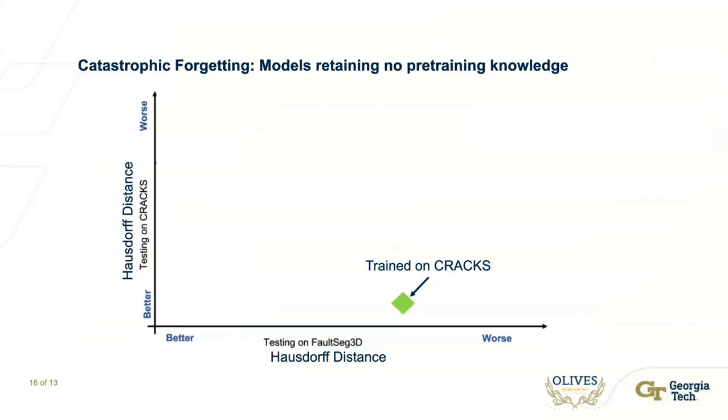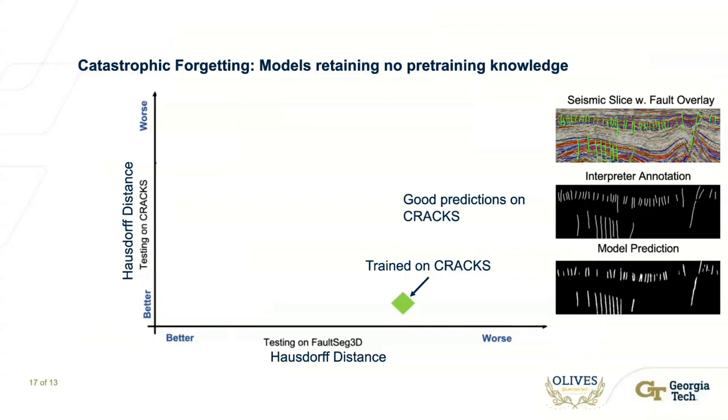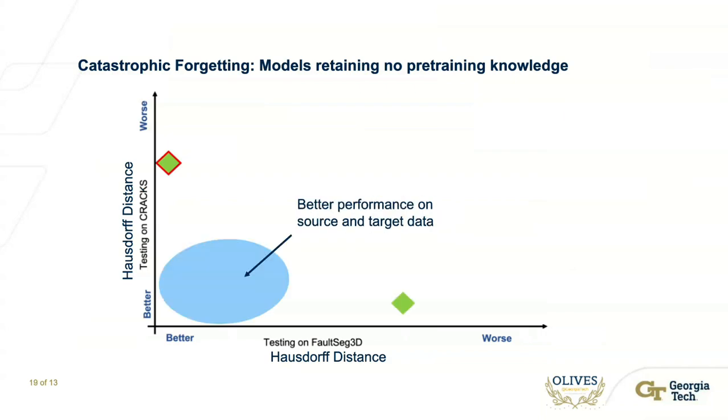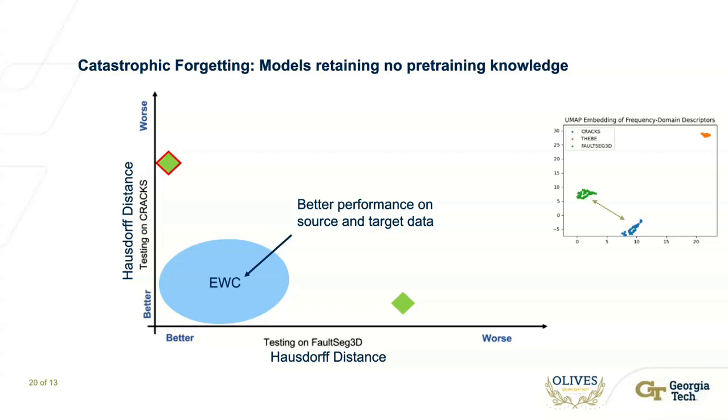Now, one of the prevalent issues we find across our experiments is catastrophic forgetting. For instance, given a model trained on CRACS, it learns to recognize the patterns in this dataset and does well at detecting the faults within it. However, when this model is then fine-tuned on FaultSeg3D, the information from the source domain is lost, and its performance on CRACS degrades. Ideally, we want a model to operate in this blue region, where information on both source and target domains is kept. We find in our study that methods like elastic weight consolidation, or EWC, achieve this region, but only when the shift between the source and the target is not too big.